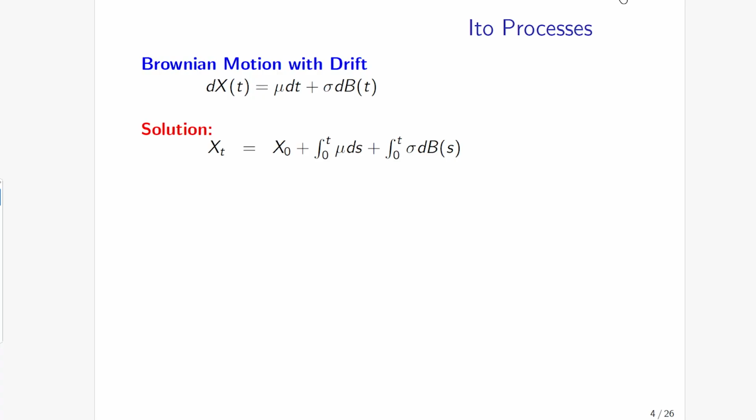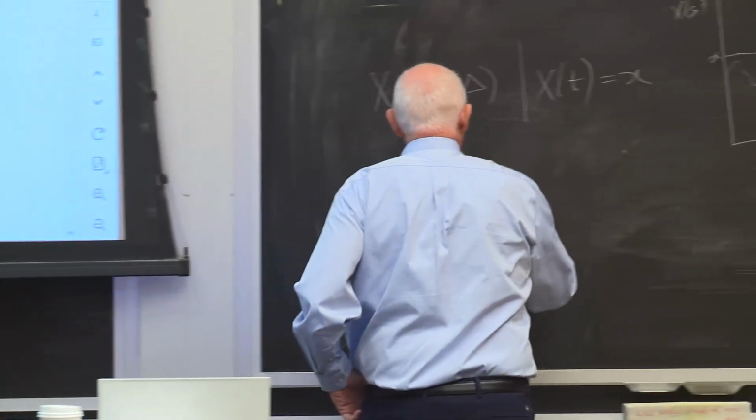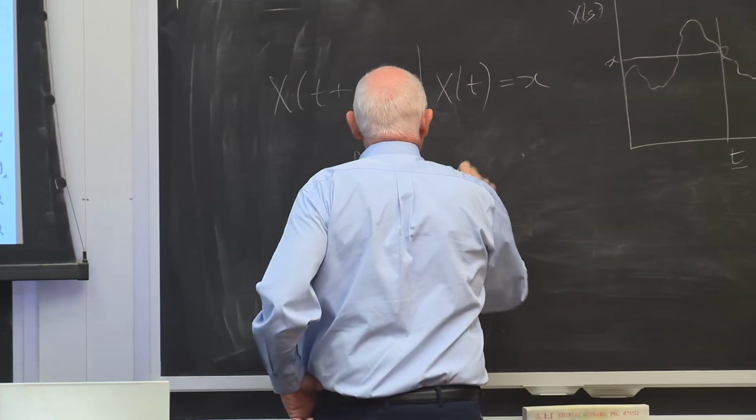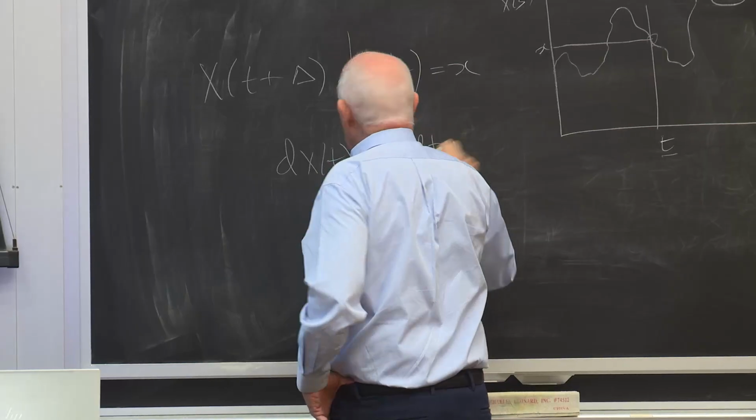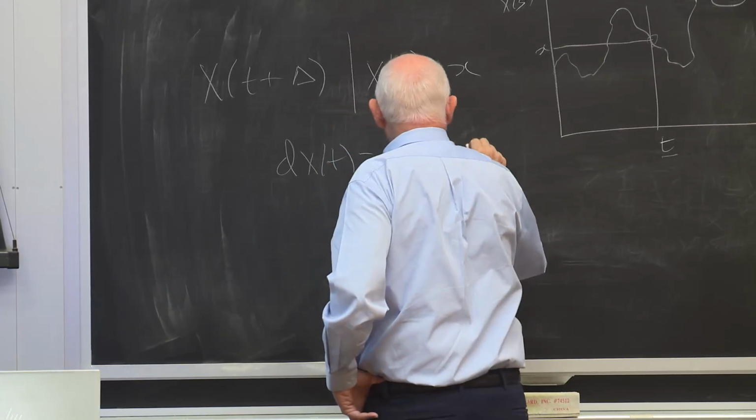So with Brownian motion and drift, we have the notation for a stochastic differential equation, which is simply the increment of X is equal to mu dt plus sigma dB of t.